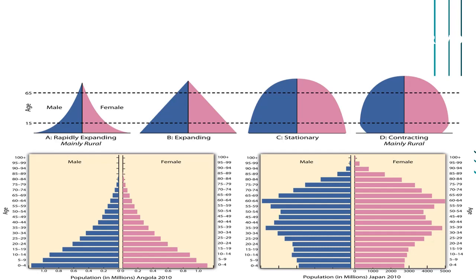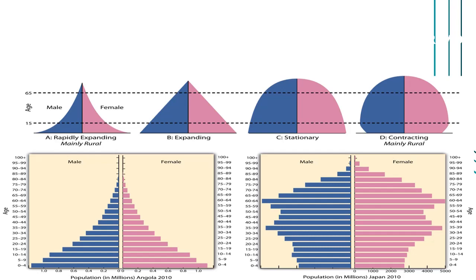The stationary pyramid roughly shows an equal number of people in all age categories. The expansive pyramid, as I told you, has a broad base. An expansive pyramid represents a greater number of people in younger age categories and is typical of many developing countries where birth rates are high, conditions are harsh, and life expectancy is short.